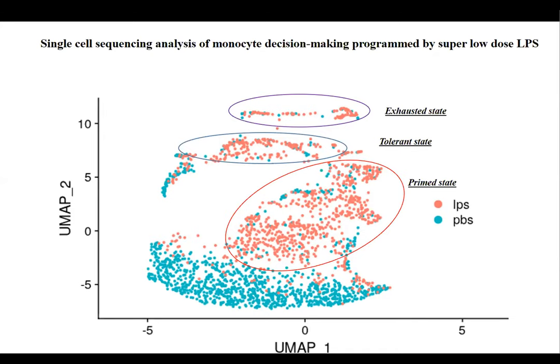And we saw some of the signatures in those states as well. We also further looked at some of the metabolic genes. We found that in a primed state, there is not much change in genes involved in metabolism, in glycolysis and oxidative phosphorylation. In contrast, only in the tolerant state, or the exhausted state, do we see massive alteration in genes involved in PPP pathways and also in a pathway involved in oxidative phosphorylation.